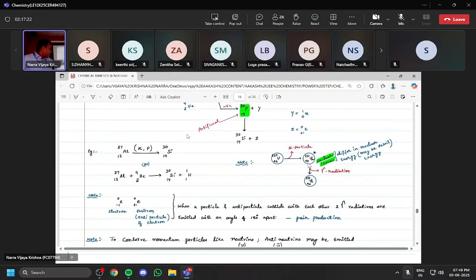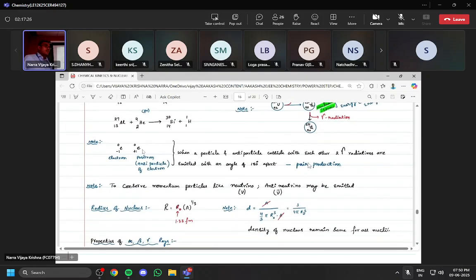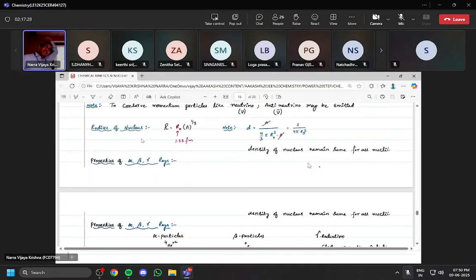Some examples we have written at one place. Electron, positron. Radius of nucleus we studied in structure of atom itself. Radius of nucleus R equals R naught into A power 1 by 3, where R naught is approximately 1.33 Fermi. Density of nucleus is always constant. For all nuclei, the density remains the same.